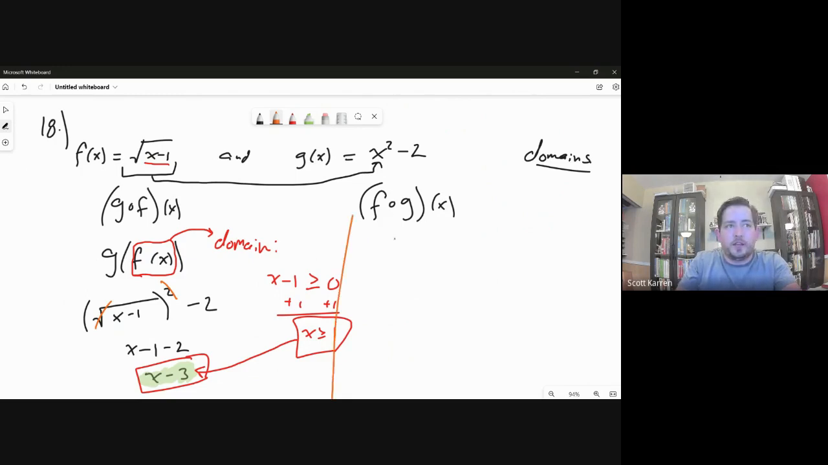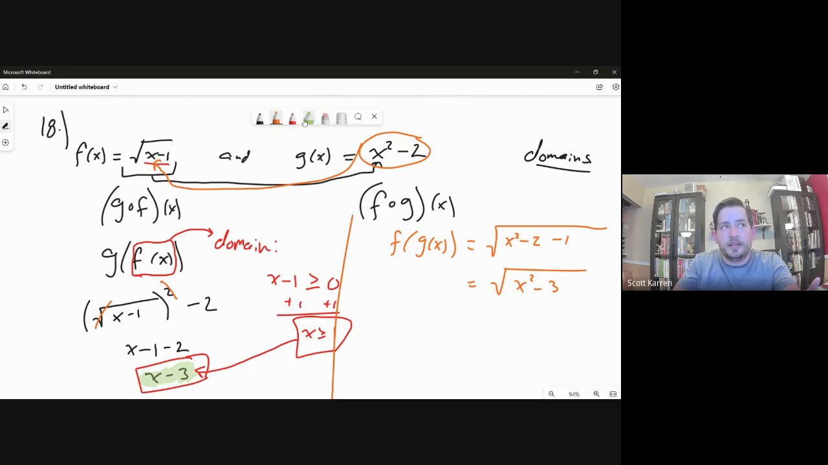So likewise, for f composition g, that's the same as taking f of g of x, or taking g of x and planting it into f. So it's kind of the other way this time. I'm going to take x squared minus 2 and replace that into the x of f of x. So I'm going to have the square root of, instead of x, g, which is x squared minus 2, and then minus 1. But this is the square root of x squared minus 3. And so I clearly have some domain issue going on with f composition g.